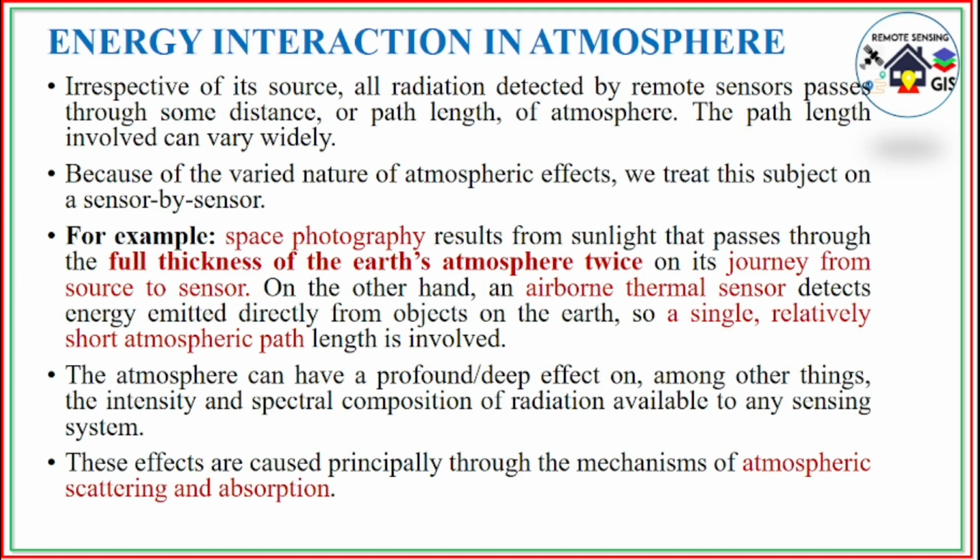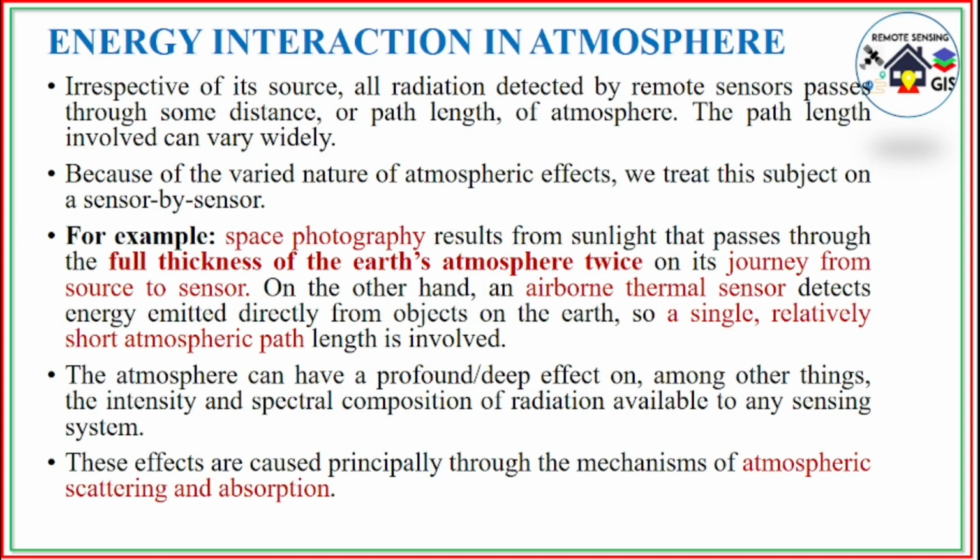In remote sensing there are two types of remote sensing, that is active remote sensing and passive remote sensing. In passive remote sensing we use naturally available energy that is coming from the sun, and in active remote sensing we use artificial energy like radar and lidar. So irrespective of its source, is it clear to everyone? That means it is active or passive. So all radiation detected by remote sensor passes through some distance.